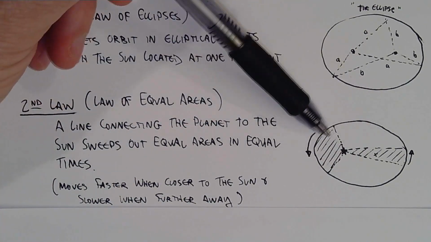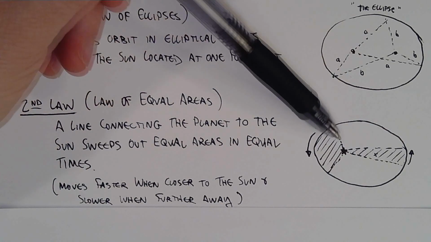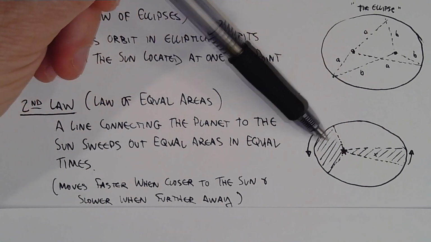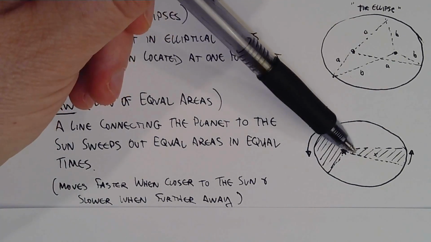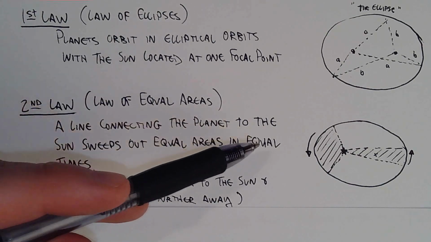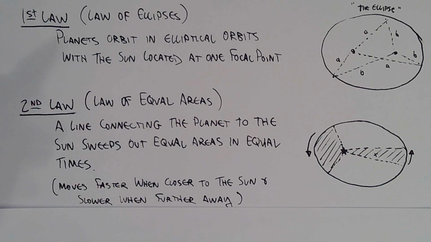And if you were to calculate the area swept out by a line that connects the planet to the star, this shaded area and this shaded area would end up being the same. So what he noted is the line connecting the planet to the sun sweeps out equal areas in equal times. Now that is true from a geometrical standpoint, and again, Kepler was all about that.